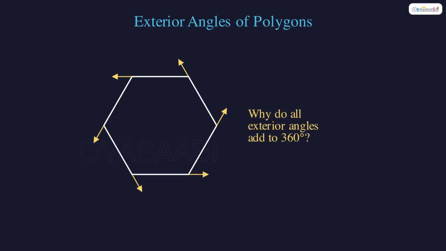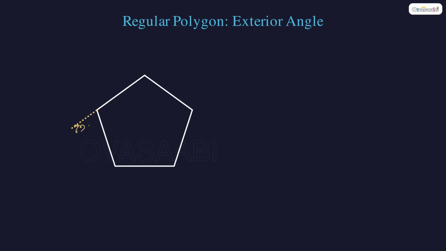Why do the exterior angles of any polygon always add up to 360 degrees? Let's find out. The exterior angle of a regular polygon is 360 divided by the number of sides. For a pentagon, that's 72 degrees.